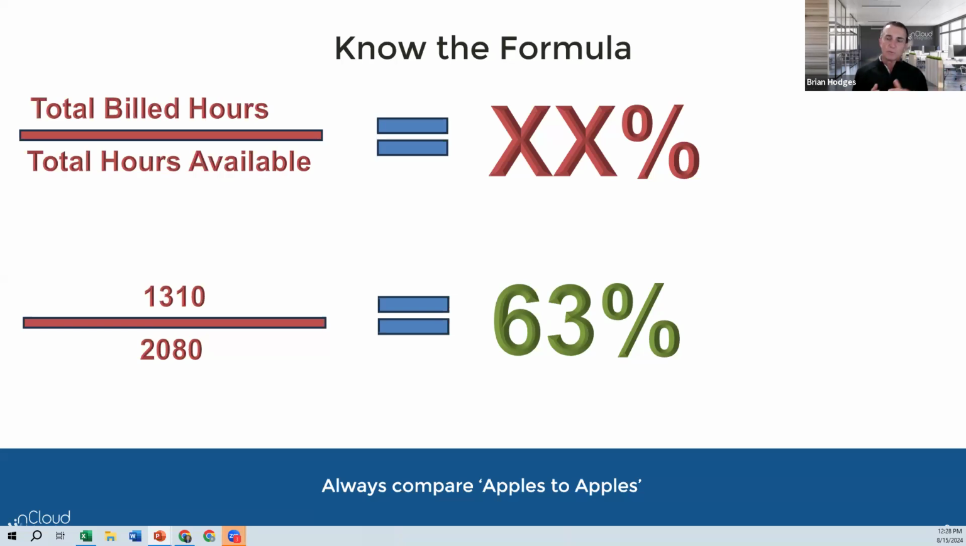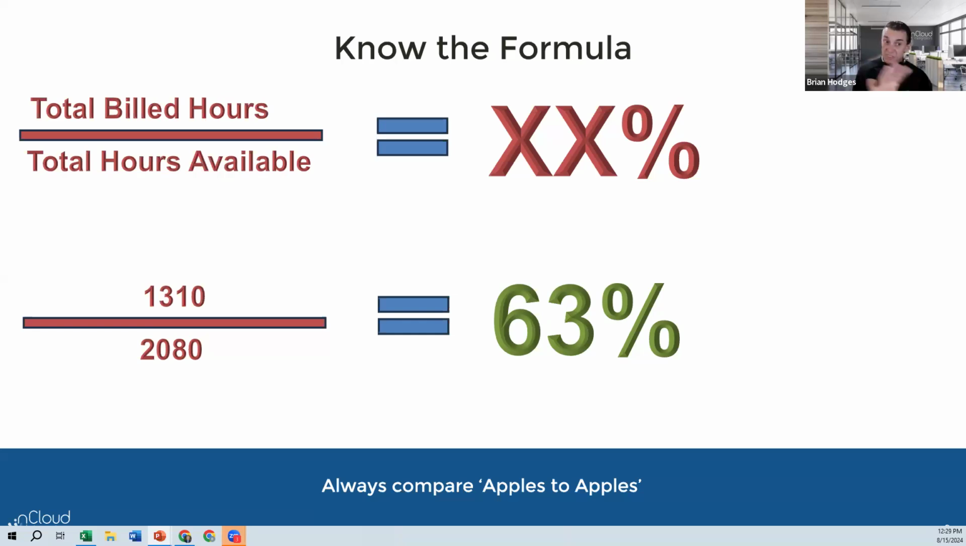Some companies will say, well, our utilization rate, we don't use 2080, we use 2040 because we take out 40 hours for holidays, or we use 2000 because we take out 80 hours for holidays, or we use 1680 because we take out holidays and time off. But it's really important, if you're going to get your practice and your utilization compared to some other organization or some other practice, that you make sure you are asking about how that's being calculated. What's the numerator? What's the denominator?